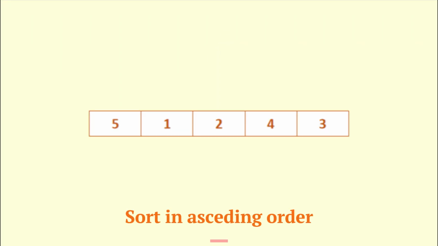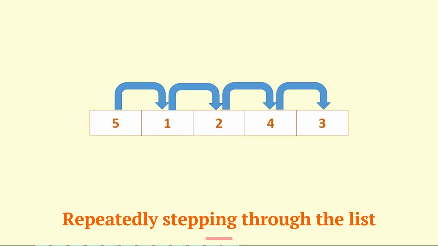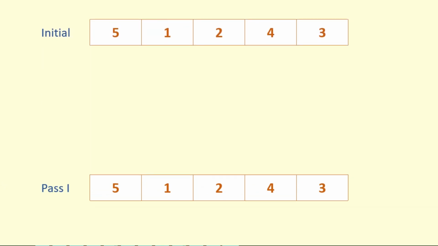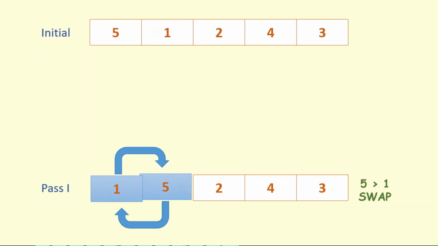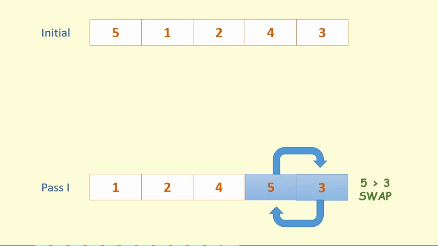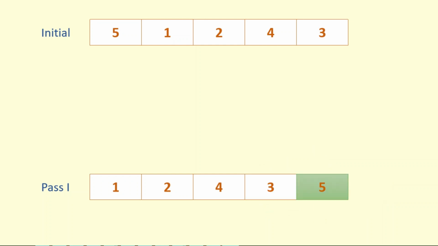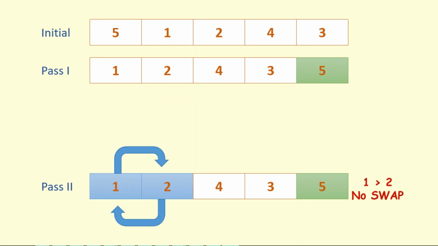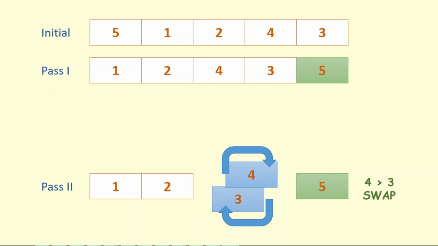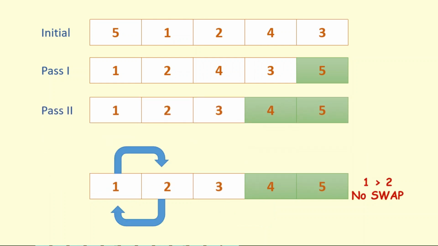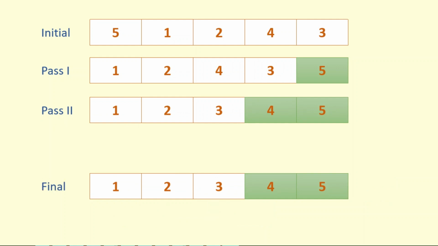Imagine you have a list of numbers that you need to sort in ascending order. Bubble sort works by repeatedly stepping through the list, comparing adjacent elements, and swapping them if they are in the wrong order. It continues this process until no more swaps are needed. Once the largest element bubbles to the end, it again starts the comparison from the first position. This process continues until the elements are arranged in the correct order.